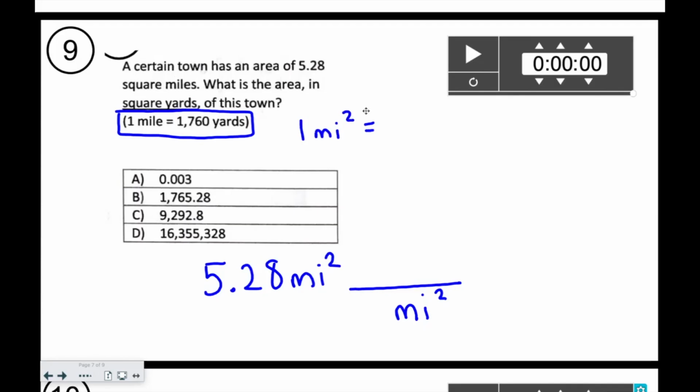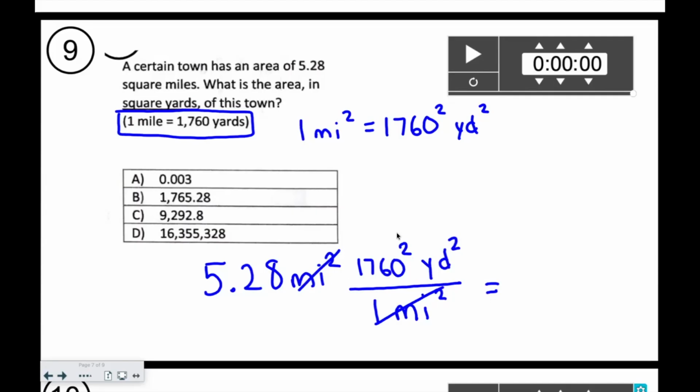I need to square 1,760. I'm not going to actually do that yet. I'm just going to write it as that squared. And then I get yards squared. So again, we can't use this conversion factor as is because it's just about 1 mile, but we're talking about square miles. So now I know 1 square mile is whatever 1,760 squared is. It's that many square yards. Square miles cancel.